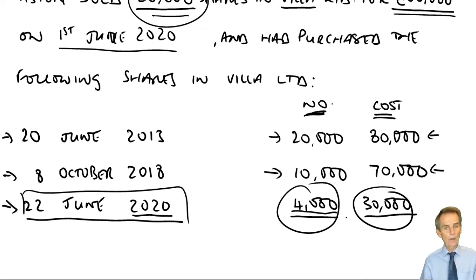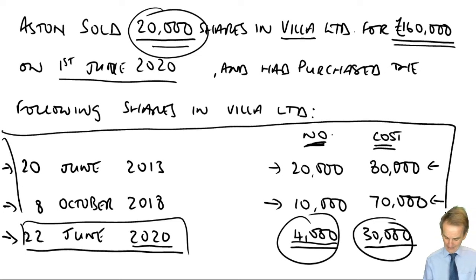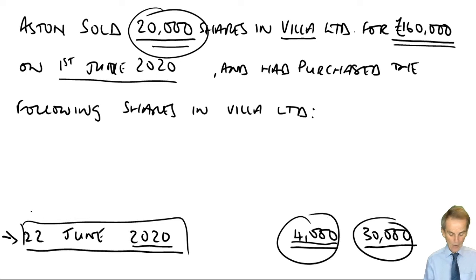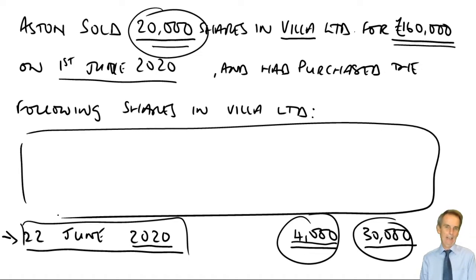Once you've dealt with that part of the disposal, 4,000 out of 20,000, where do we go next? There's only one place to go, the share pool. You would have to construct that share pool, which will look basically like that. Whereby, oh no, it's disappeared. Where's it gone? It will look like that.